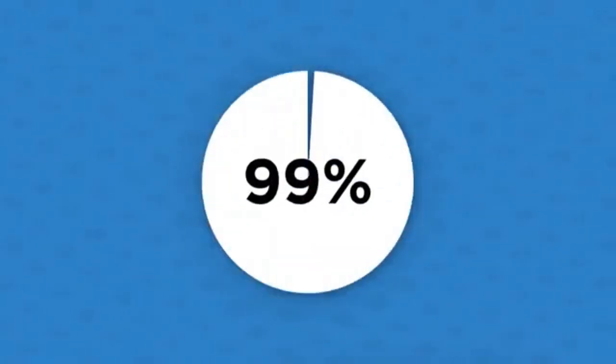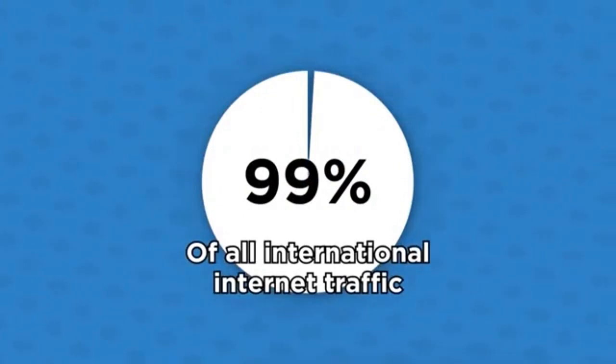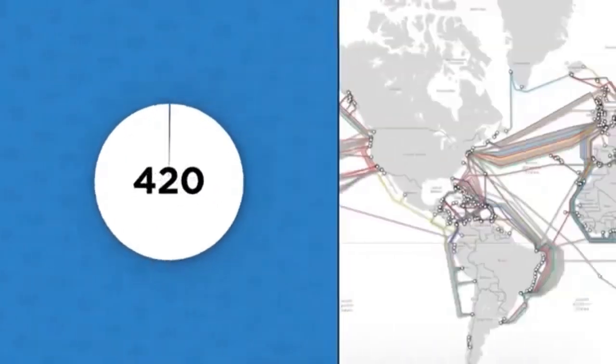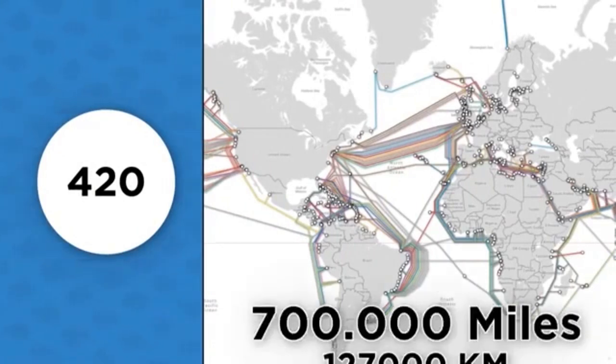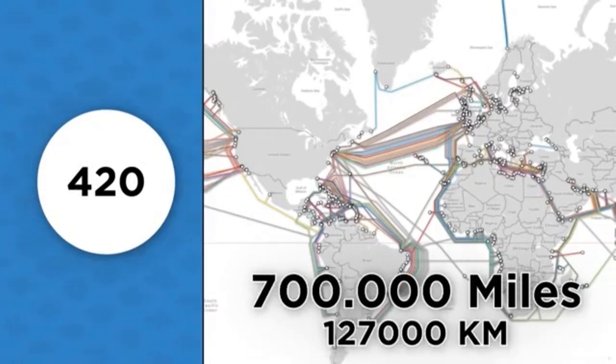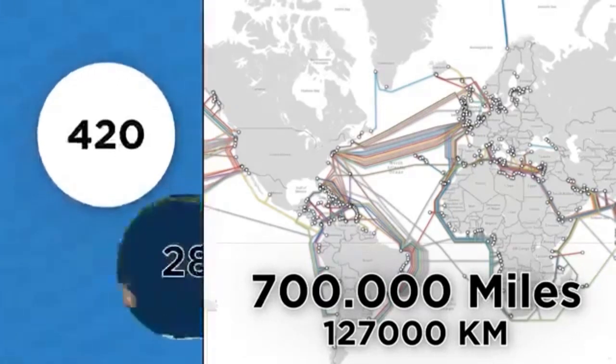This begs the greater question as to just how many of these cables exist and how dependent the World Wide Web is on this underwater infrastructure. Today, over 99% of all international internet traffic is routed through a network of over 420 submarine cables in service, stretching over 700,000 miles around the world. This is equivalent to wrapping a single cable over 28 times around the Earth's equator.